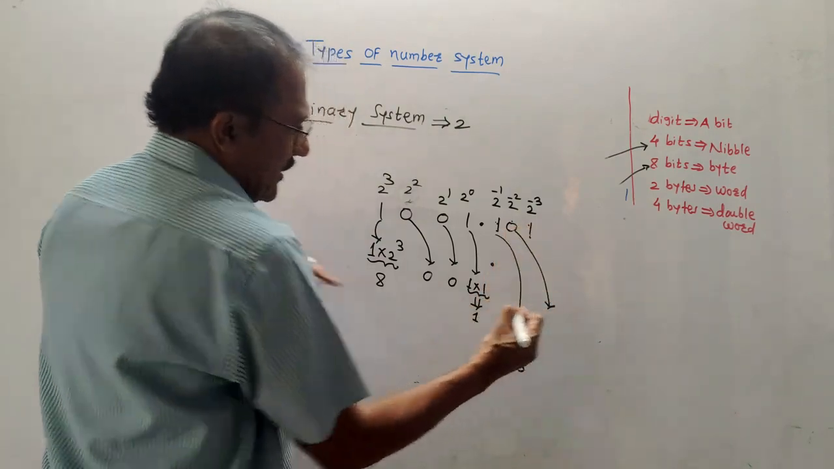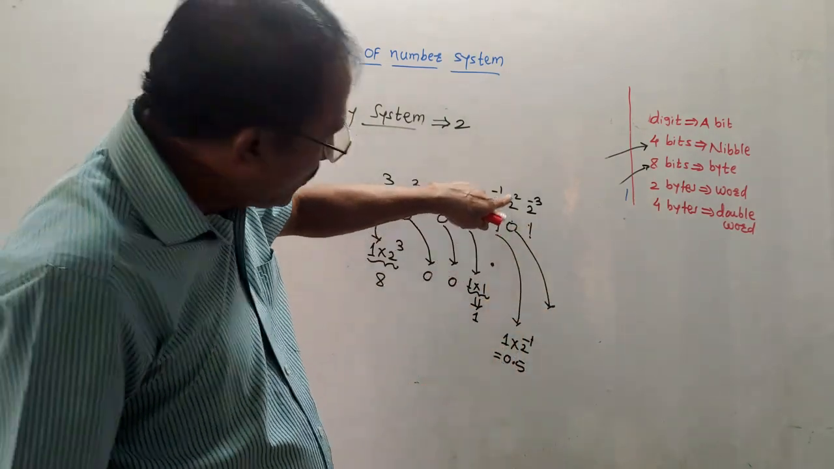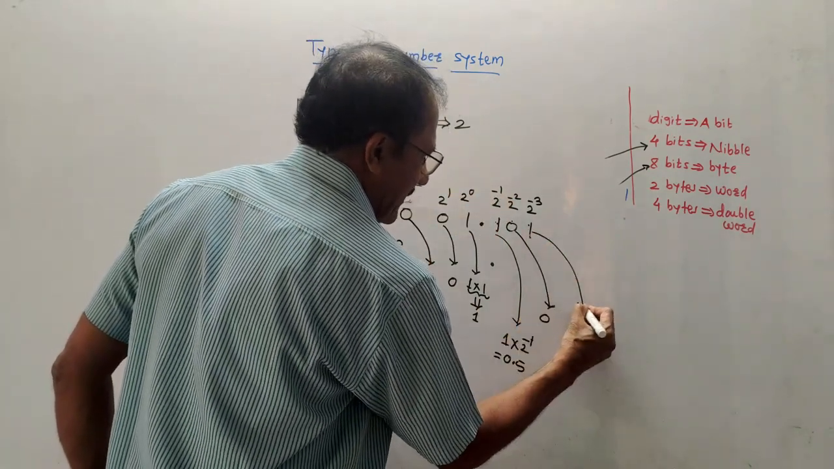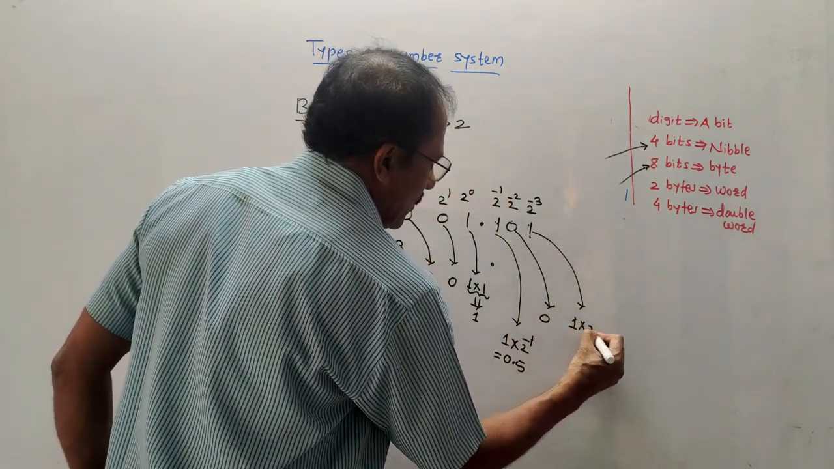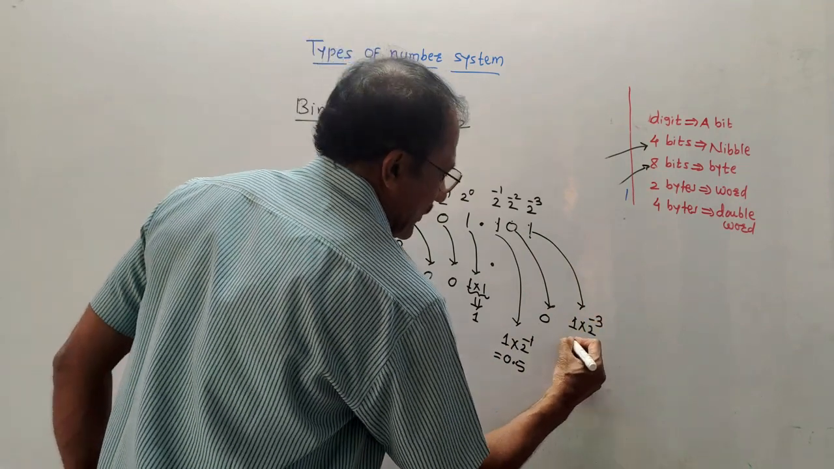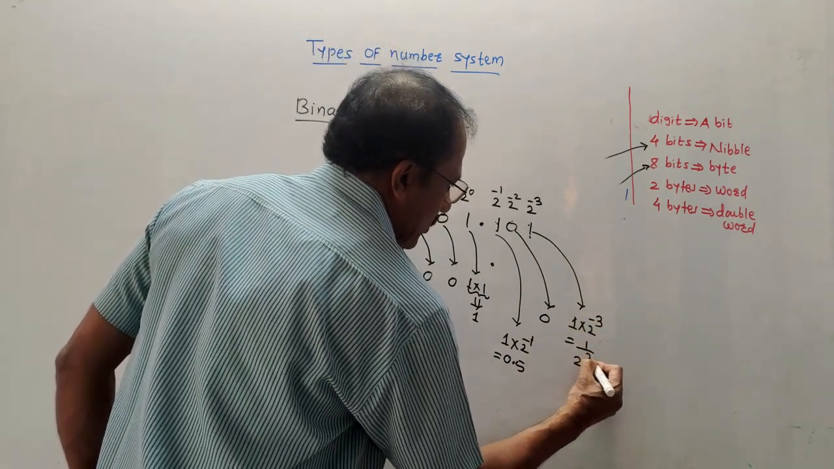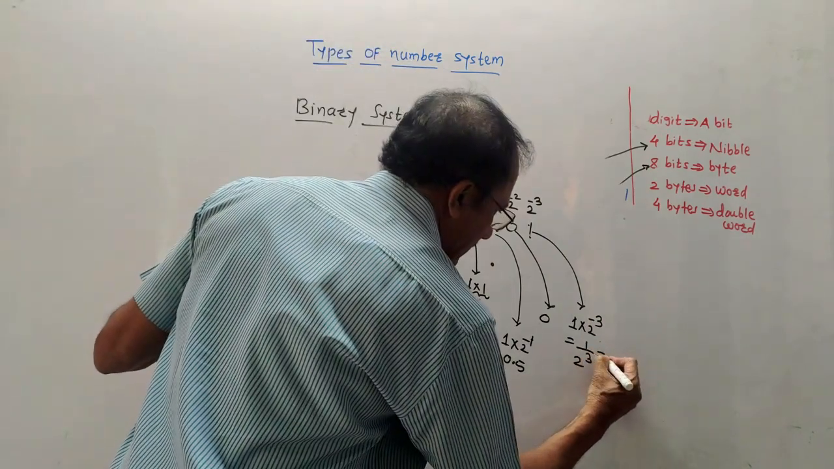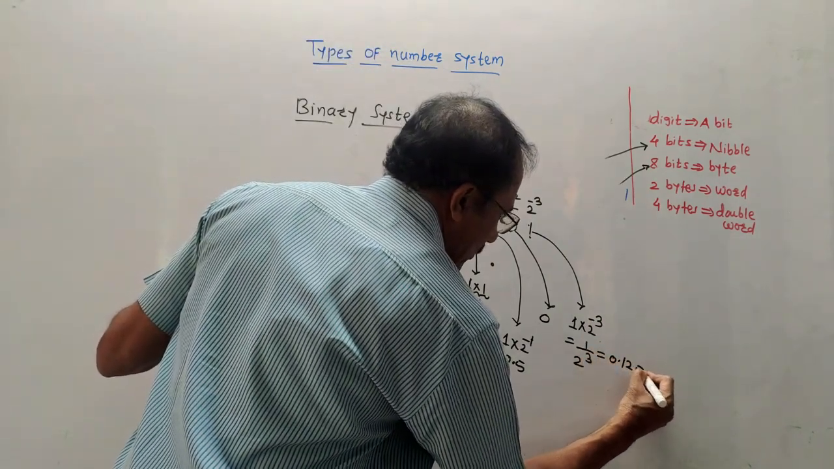This is 0. It will be getting multiplied by 2 raised to minus 2. So 0 into anything is 0. So it represents 0. This one gets multiplied with 2 raised to minus 3. So it is same as 1 upon 2 raised to 3. That is 1 by 8. So this value will be 0.125.